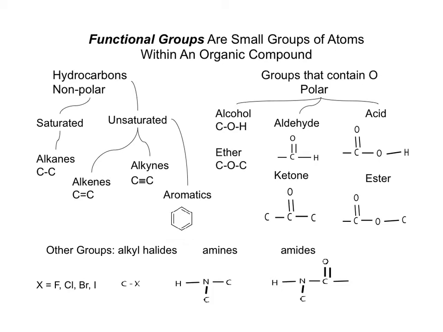Organic compounds are classified by functional groups. A functional group is a small group of atoms within an organic compound. Each functional group has specific properties. For example, hydrocarbons, which include alkanes, alkenes, alkynes, and aromatics, are all nonpolar. Groups that contain oxygen, such as ethanol, which is an alcohol, acetone, which is a ketone, and vinegar, which is an acid, are all polar. Note that replacing an H with a C converts an alcohol to an ether, or an aldehyde to a ketone, or an acid to an ester.